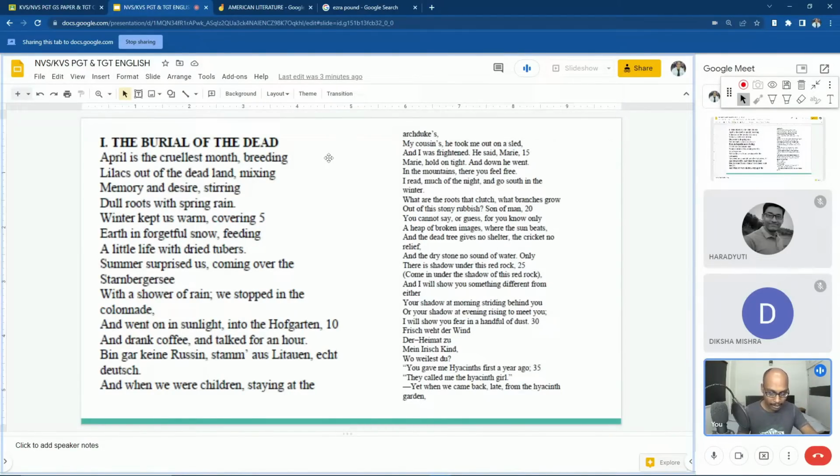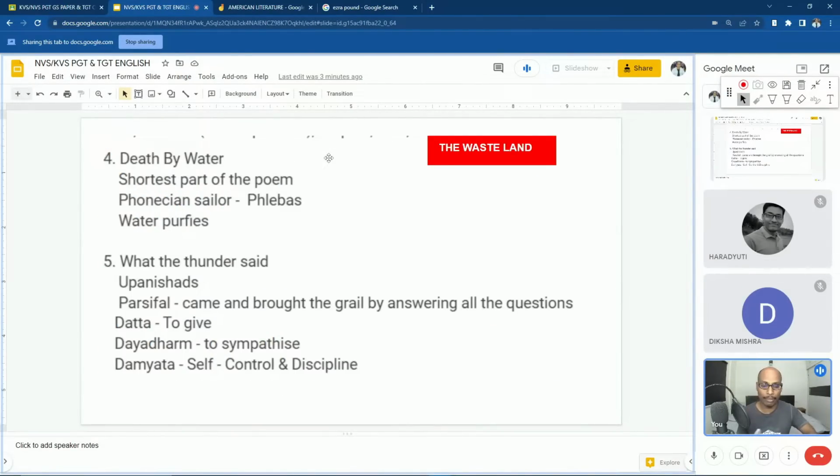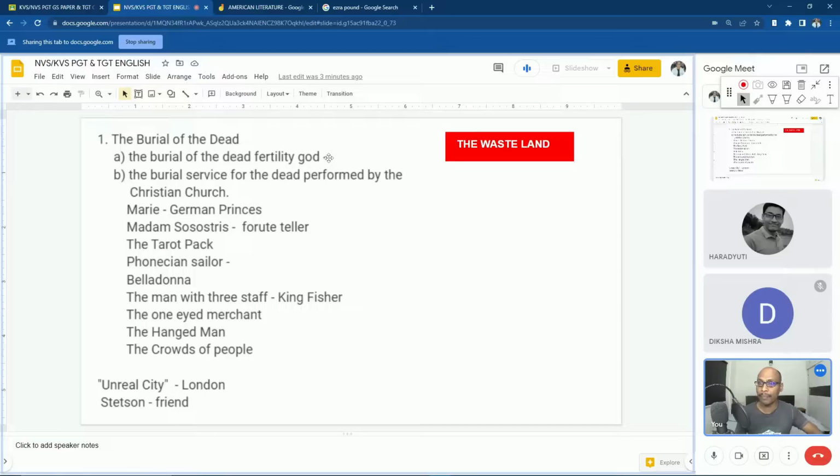In the first part, The Burial of the Dead, the character is a rich German princess. Who is the main character in the first part of the poem, Goji? A rich German princess, Mary. Her name is Mary. You can see the screen, correct? Yes, sir. Right. Now, in this part, a rich German princess Mary, and she is a Westlander.